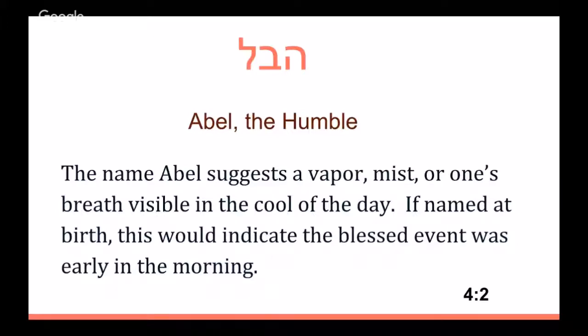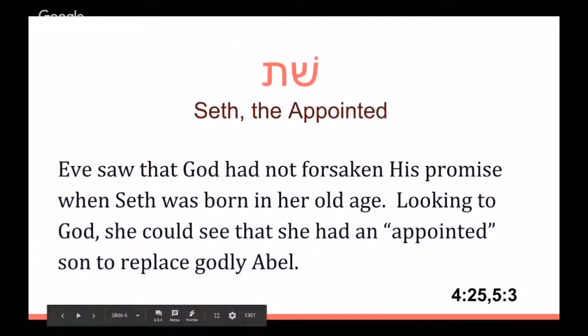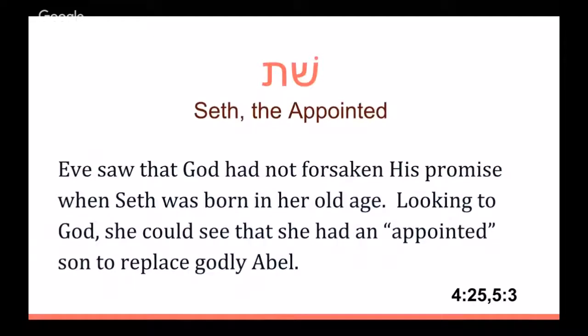And so Cain and Abel grew up, and they got into a fight, and Cain killed Abel, which brings up the next child, Seth. And you can find Seth in Genesis 4, verse 25, and Genesis 5, verse 3. We're going to talk about Genesis 4:25 first.